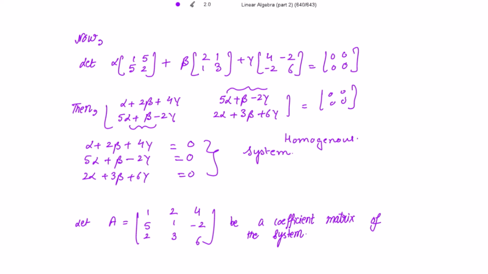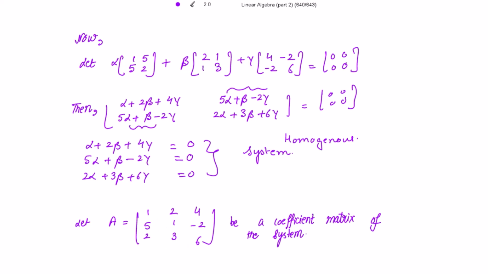Take the determinant of this matrix. If the determinant comes out to be non-zero, then the system of equations will have a trivial solution, and for the trivial solution all alpha, beta, gamma are equal to 0. And if the determinant is 0, then the solution is non-trivial, and at least one of them is non-zero. But for linear independence, we need all the scalars to be 0. For that, we need a trivial solution, and for that, the determinant should be non-zero. So let's check what the determinant of A is. It should come out to be non-zero.